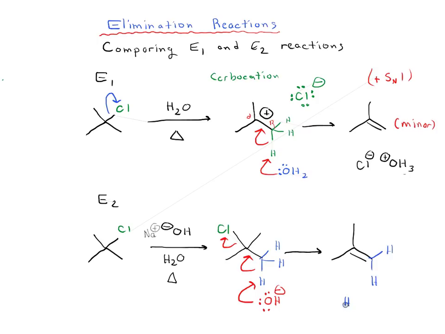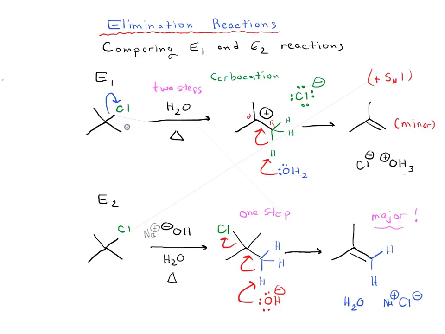And we will also generate water because we're forming a hydrogen to oxygen bond. And we're also going to form Cl minus, which will be accompanied by Na+ as a spectator ion because we used sodium hydroxide. So in the E2 reaction, it's all in one step, and you can see in the E1 it's in two steps. And this, of course, is our major product. There's no other byproduct of this E2 reaction here.